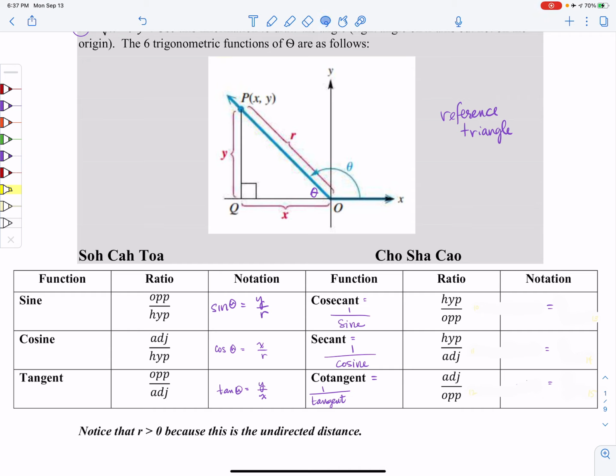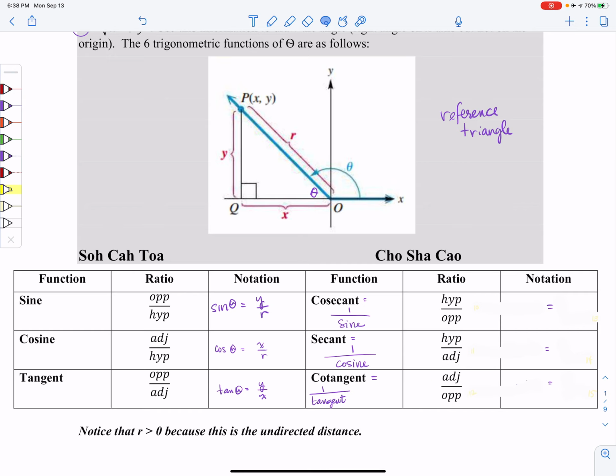So these guys are always going to be reciprocals of each other. And you can tell that by looking at here, sine is opposite over hypotenuse, cosecant is hypotenuse over opposite. They are reciprocals of each other. Okay, same thing with cosine and secant. Same thing with tangent and cotangent.